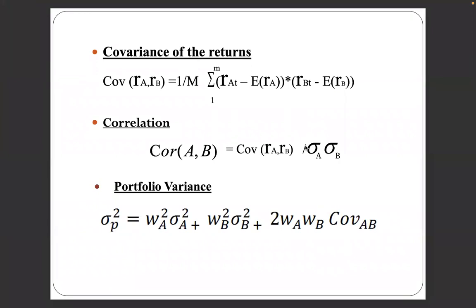Covariance can be calculated by return of A and return of B. So covariance, and divided 1 divided by M, that means the number of observations, number of periods, right? Then return of A at time T and expected return, ER in the sense expected return, and return of B at time T, and expected return, right? The correlation. So we'll apply these formulas.